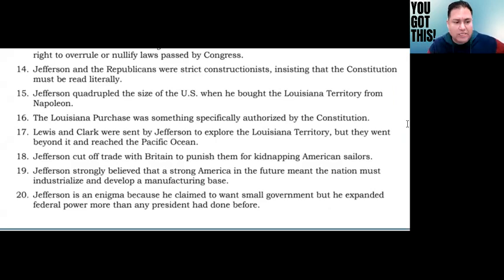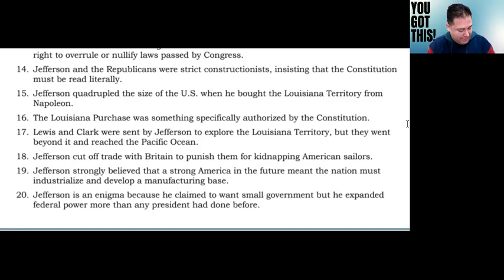Number 19, Jefferson strongly believed that a strong America in the future meant the nation must industrialize and develop a manufacturing base. That is false. We could make that true in a couple of different ways. First of all, those beliefs that you're reading right there were the beliefs of Hamilton and the Federalists. So you could cross out Jefferson and put Hamilton, or cross out Jefferson and put the Federalists, or you could replace the second half. You could say Jefferson strongly believed that a strong America in the future meant that the nation must be a nation of, begins with the letter Y, what is it? Yeoman farmers, right? So that would make number 19 true.